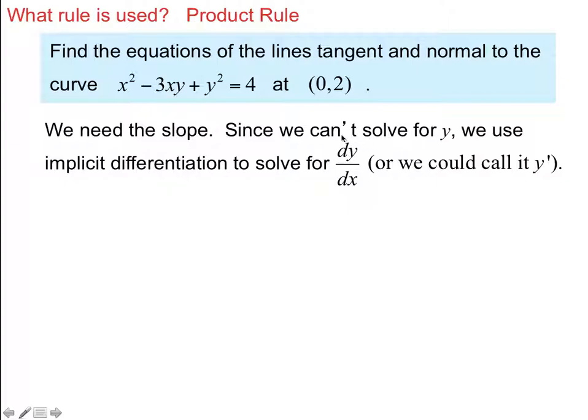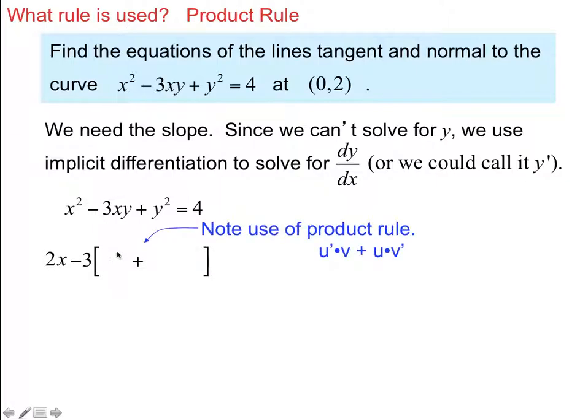We're going to do this implicitly. We're going to call it y prime, though, instead of dy dx. It makes it look a little cleaner. Okay, so let's take the derivative of this. That's 2x. Now let's set ourselves up for the product rule here. So I'm going to type in minus 3, and then I'm going to put the product rule in here.